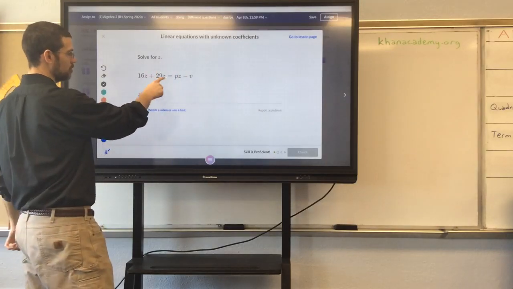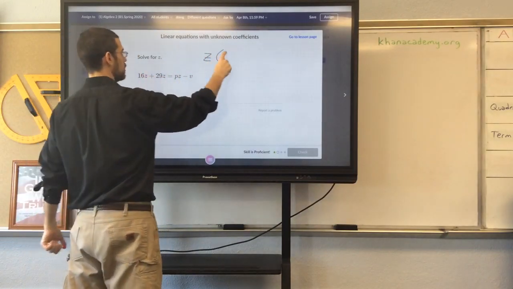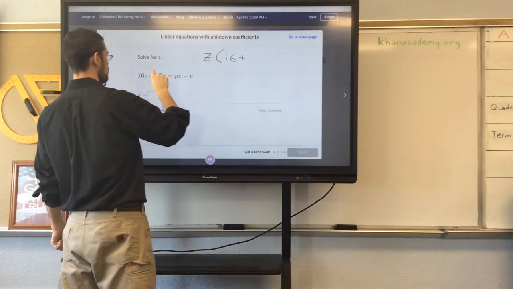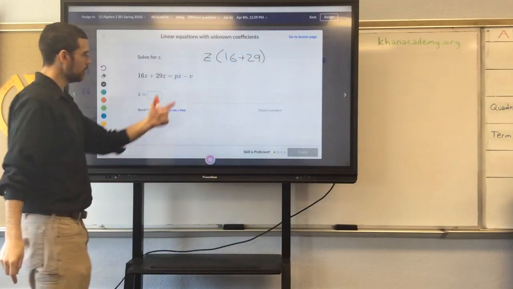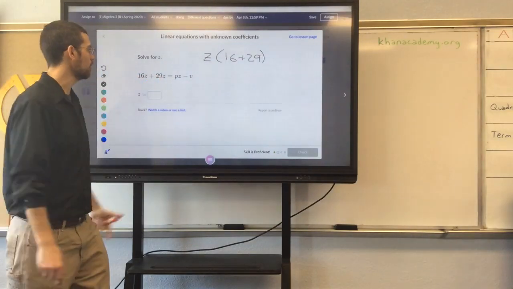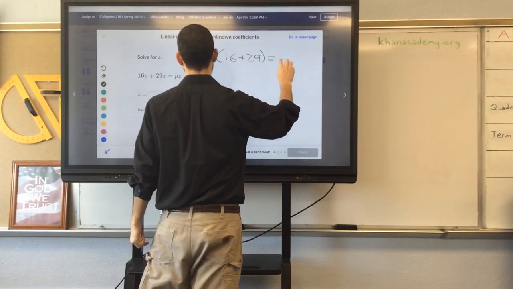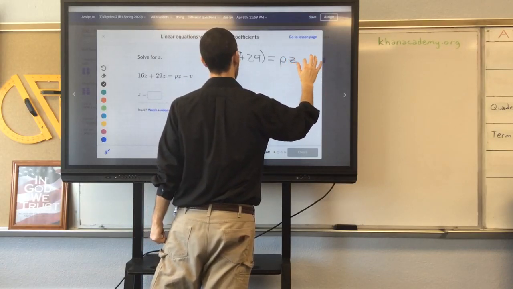First, we will factor out z. So z times 16 plus z times 29 can be written that way. I factored z out of each of these terms using the distributive property. That equals pz minus u.